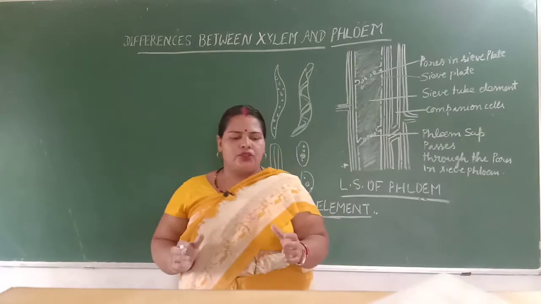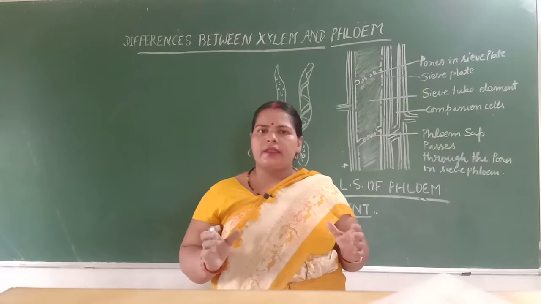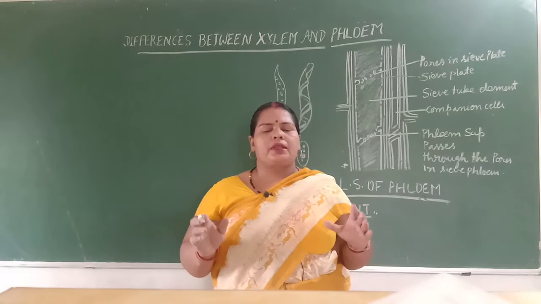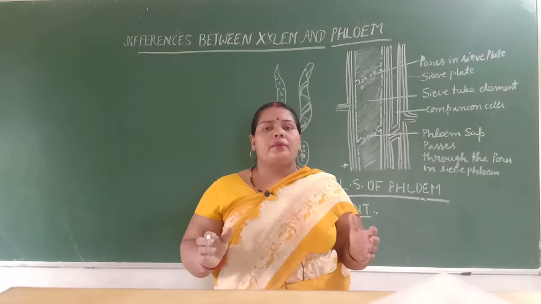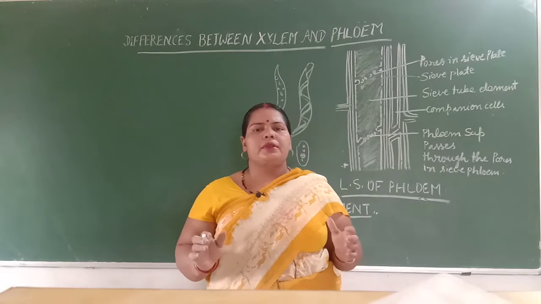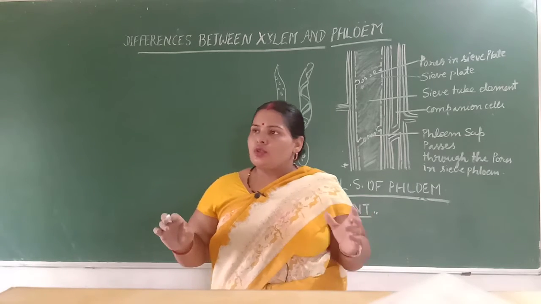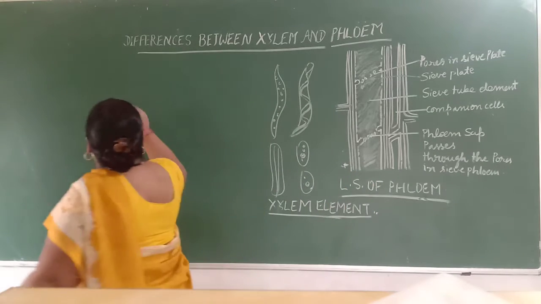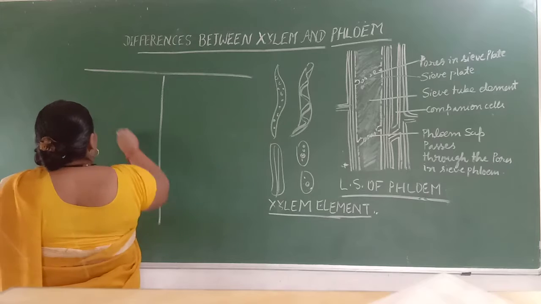In the previous class, you learned about the xylem tissues and after that you learned about the phloem tissues. These are the complex permanent tissues. So today we are going to learn about the main differences between the xylem tissue and the phloem tissue. Make two columns for the differences.